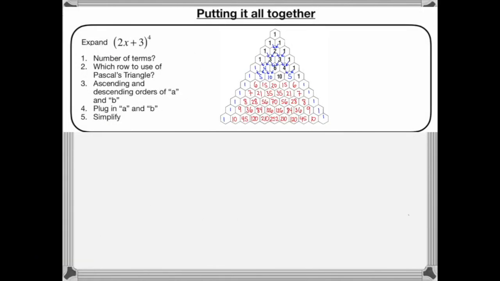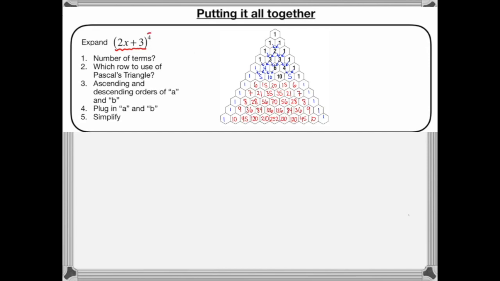Okay, now that we have discovered some of the properties of Pascal's triangle, let's use it to do what is intended for here in Math 3. So what we're going to do is expand this binomial. The first thing that we want to do is run through all these properties which we've, again, discovered in the past parts of the video.